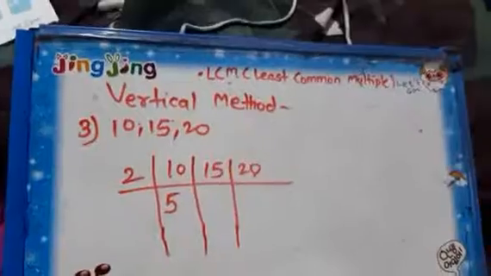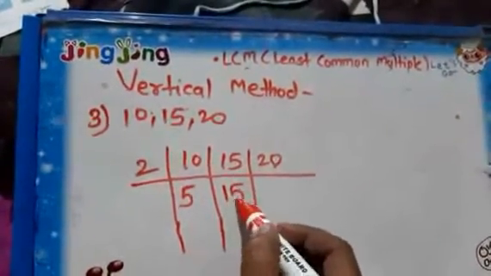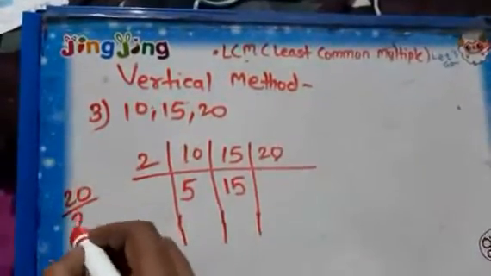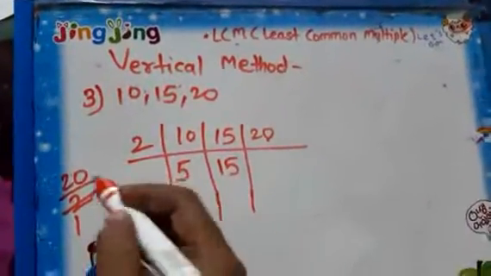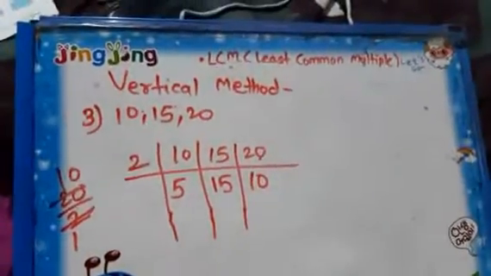Now 15 is not divisible by 2. So what will we do? 15 as it is. 20. Below 20, what should be written? 20 divided by 2. 2 1s are 2, 2 10s are 20. So here it will be 10.